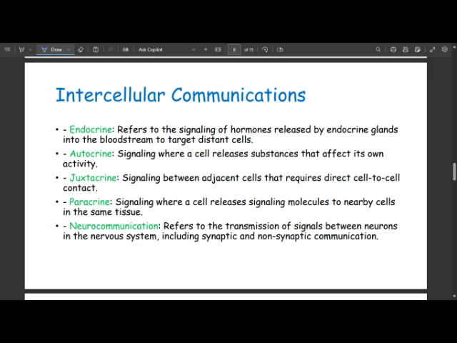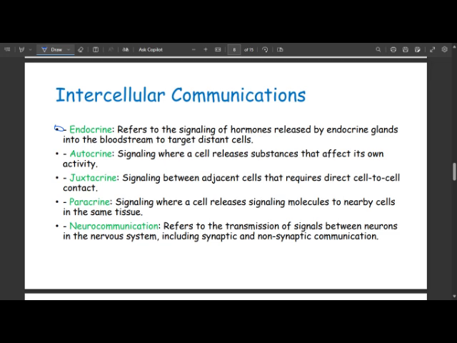So for endocrine, we are saying that it refers to the type of signaling where the molecules released by endocrine glands go into the bloodstream to distant target cells. The target cells in this case are very distant, and they utilize the bloodstream to send these hormones and chemical messages to their target cells. Okay, and this is endocrine communication. The glands don't have ducts, so they have to release their materials into the bloodstream.